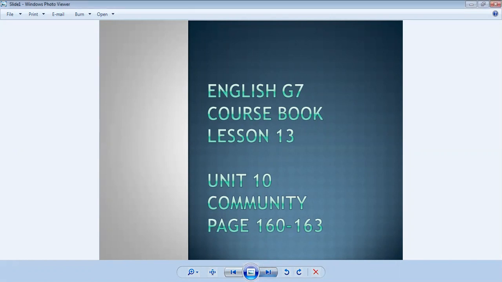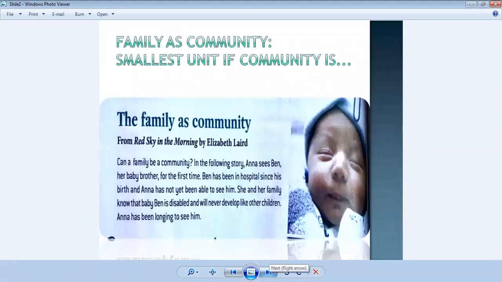So here, the family is a community, the smallest unit of community. So what is a community? A community is a group of people who have a common interest, such as living in the same area or working and living in the same area. The smallest unit of the community, we consider it as a family. Why? Because a family is a group of people as well. So let's say our topic is: the smallest unit of community is the family.